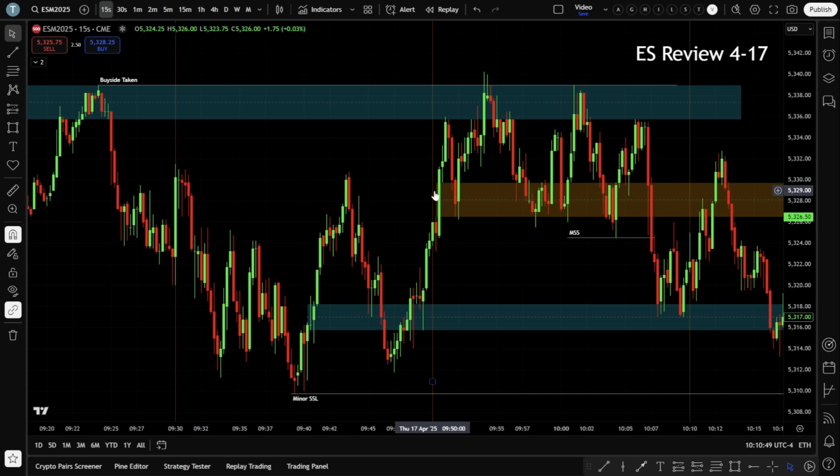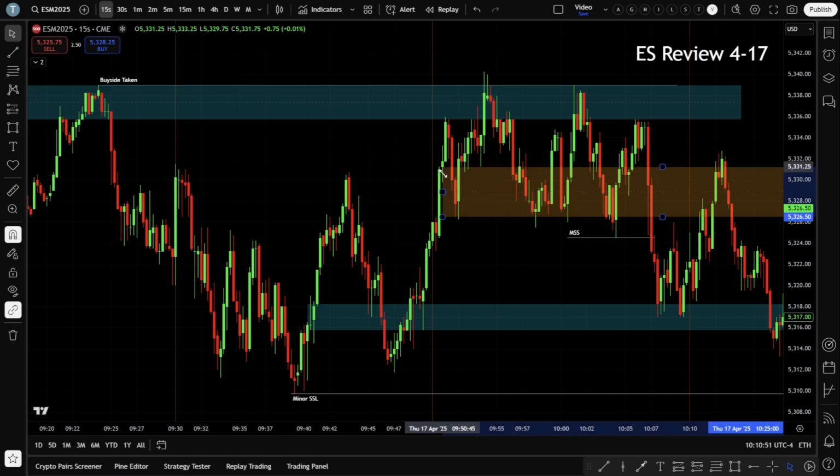And with these fair value gaps, we want to make sure that we're highlighting, we have to include the volume imbalance there. So price drops back into the fair value gap and then rallies, takes out the buy side. That right there is a perfect trade right inside the 10 o'clock macro for a quick scalp.